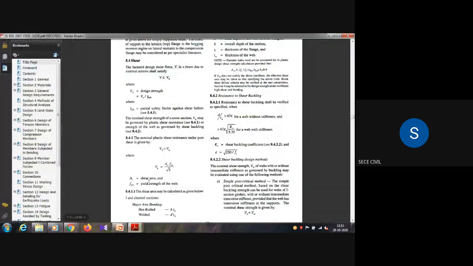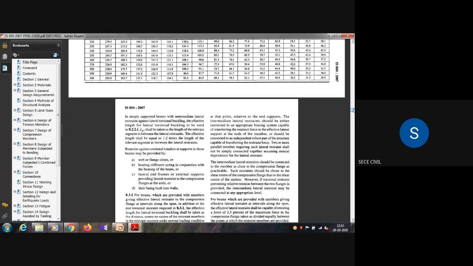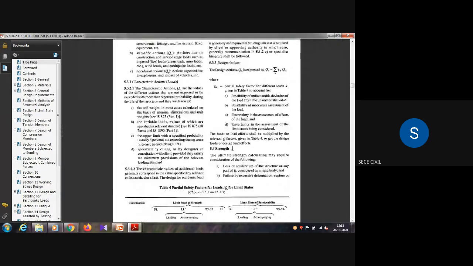Av is nothing but the shear area, and fyw is the yield strength of the web. Gamma m0 is the partial safety factor against shear failure, given in clause 5.4.1. You can see the values of gamma m0 there. You already studied this in the steel structures subject. This is Table 5.